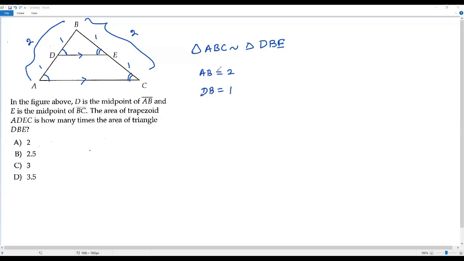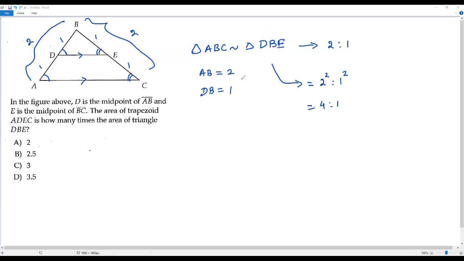So the sides of the two triangles are in the ratio 2 to 1. So let me write over here. The sides of the two triangles are in the ratio 2 to 1. Since the two triangles are similar and the corresponding sides are in the ratio 2 to 1, we will be able to write the ratio of the areas of two triangles. So what is the ratio of the areas of two triangles? For that, we have to square the first term and second term over here. That I'm getting 2 square to 1 square. Then we get 4 to 1. That is the areas of these two triangles are in the ratio 4 to 1.